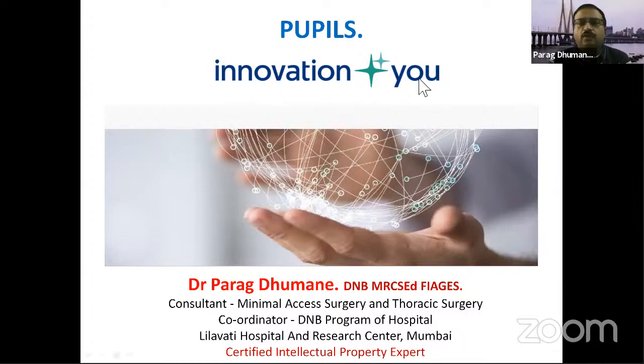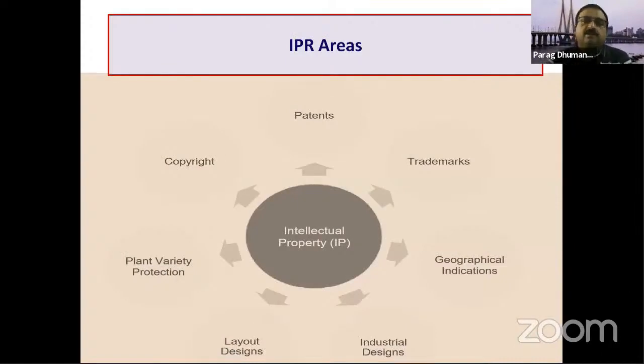Anyone would have observed these innovations, which is like a tagline of a famous company, Philips. And why I've chosen Philips, I don't have any conflict of interest with Philips, but Philips is one of the companies which holds the maximum number of medical patents. So IPR, intellectual property rights, has various areas: patents, trademarks, geographical indications, industrial designs, layouts and designs, plant protection, and copyright. Believe me, after you have listened to this lecture, you will find so many IPR issues which we actually come across in our day-to-day life at home and in the hospital.